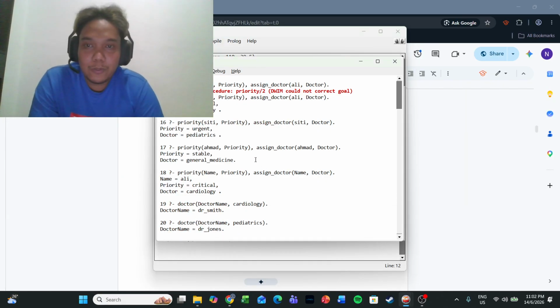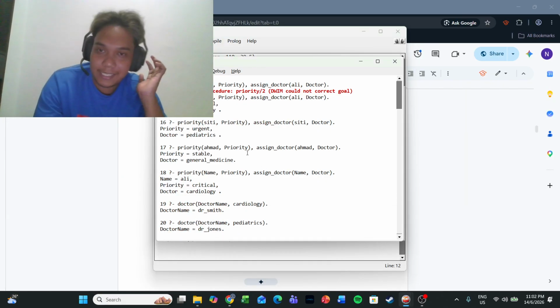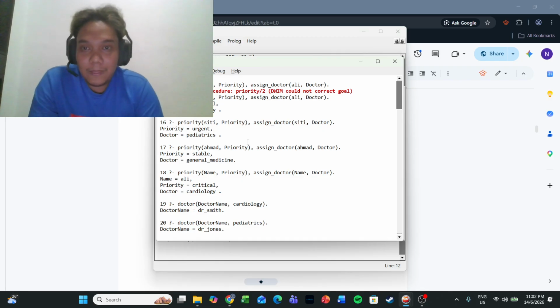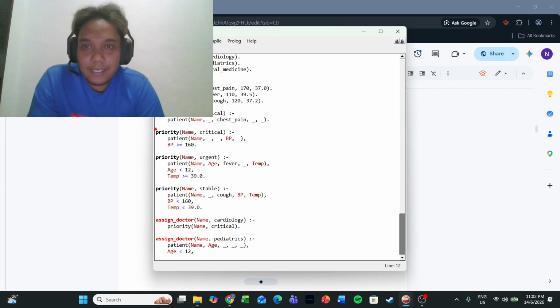All right, so we go through for the second test case, which is CT. All right, so if you see here, CT is 8 years old. He has fever. The blood pressure is 110 and the temperature is 39.5 Celsius. So first we see the age here less than 12. So he has fulfilled the first requirement of urgent condition.